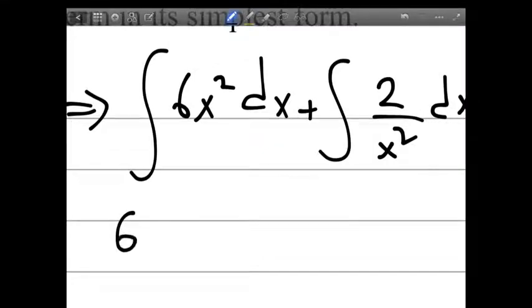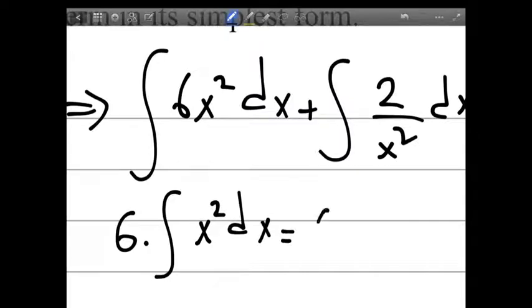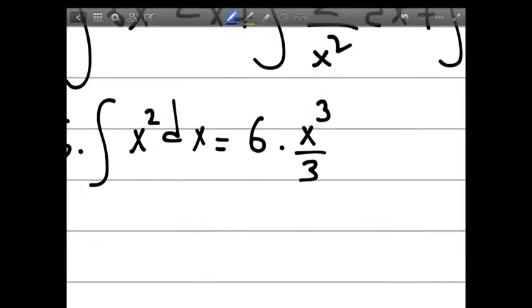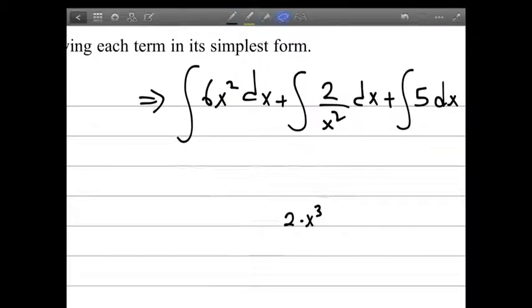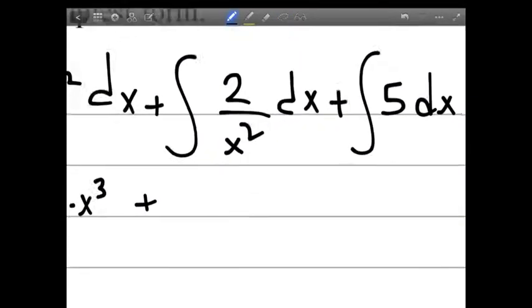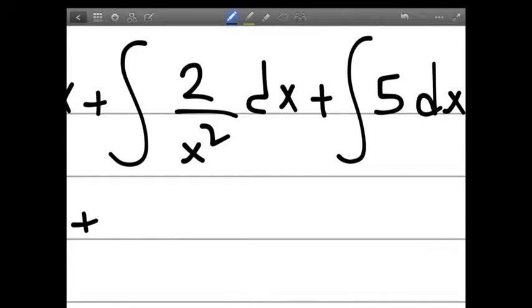We have 6 here. 6 times the integral of x squared dx should be 6 times x cubed over 3. As you know, if we cancel these two terms, we have 2x cubed. That is really easy. And just write this term here. And this part is a little bit harder, but it's easy. Let's do a recall for that.